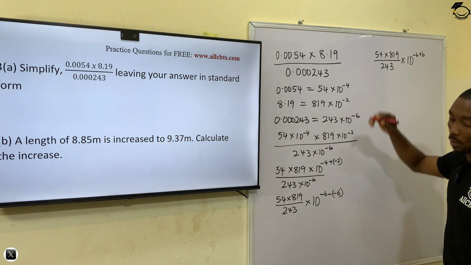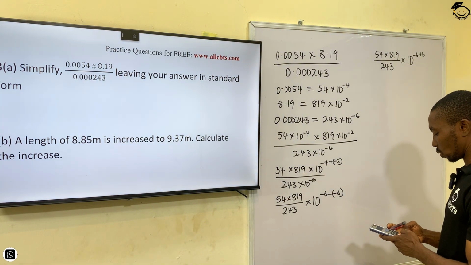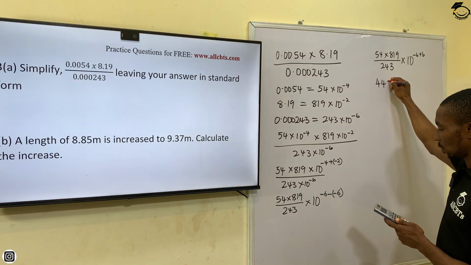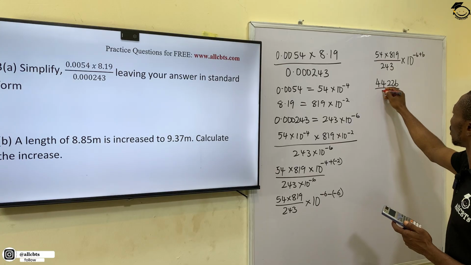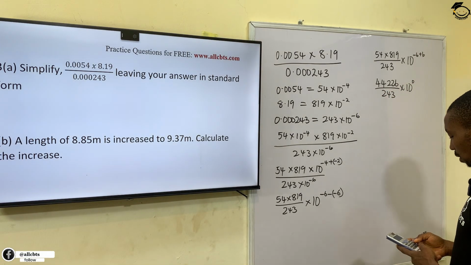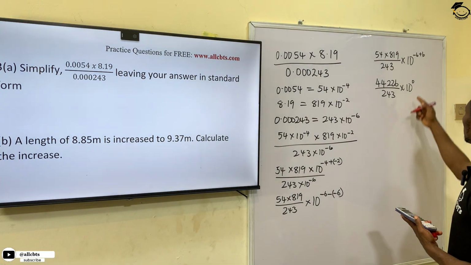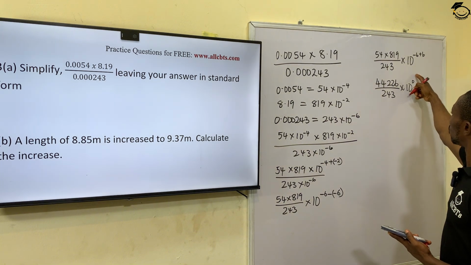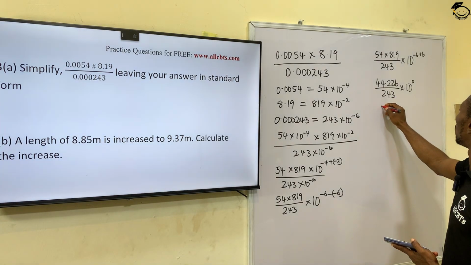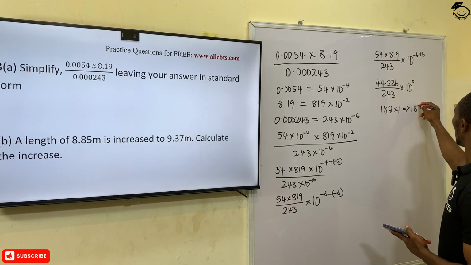So 54 times 819 would give us 44226 divided by 243 times 10 raised to power 0. And we know that in our law of indices, anything raised to the power of 0 is 1. So this divided by this will give us 182 times 1, which will be 182.